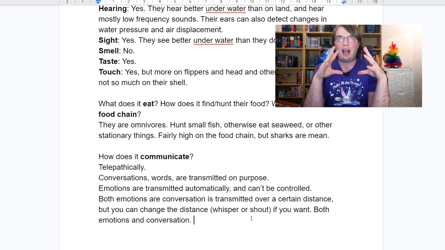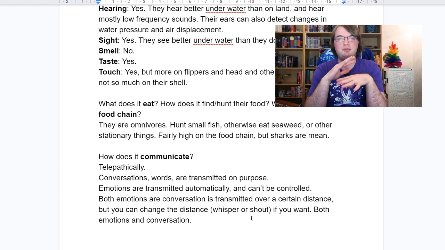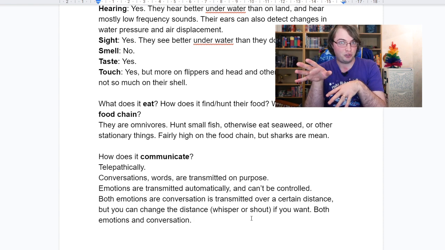The next question is, how far can you send out thoughts and emotions? And I guess that's going to depend. I'll just make that a thing that I will figure out once it's important for the story.